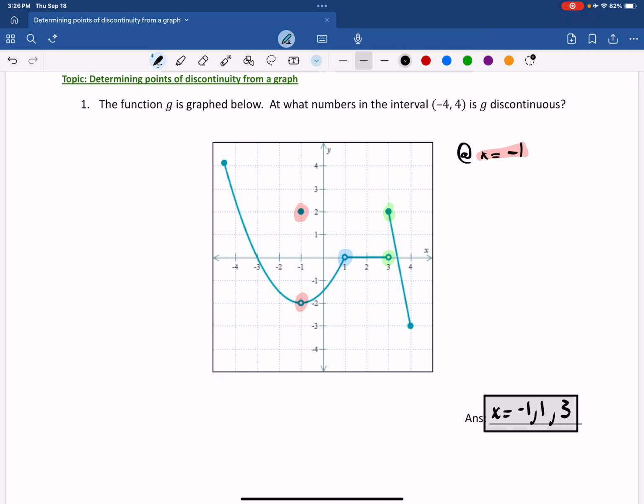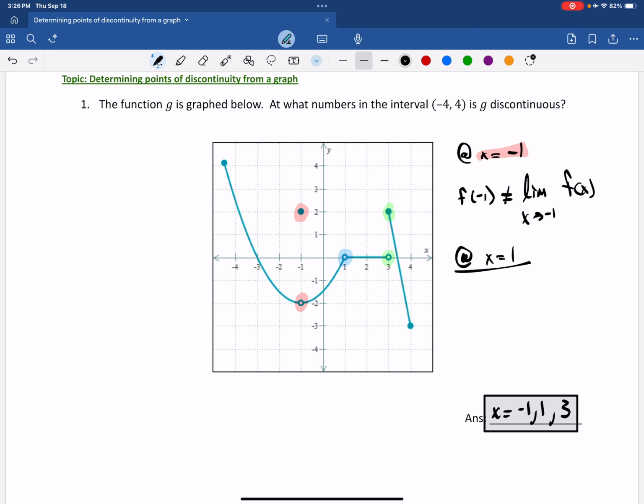So how would I write that? I would say the function value at negative 1, f of negative 1, is not equal to the limit as x approaches negative 1 of the function. So they both exist, they're just not the same thing. Okay? Let's look at the next one at x equals 1.